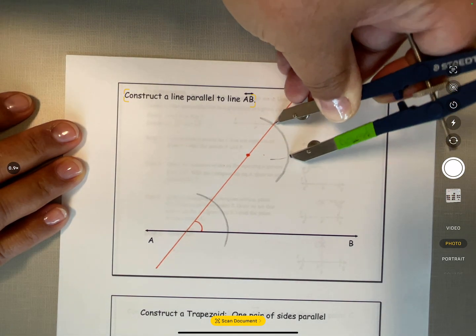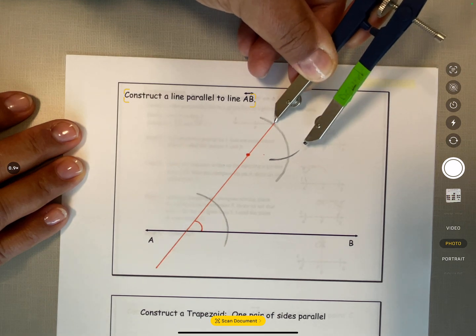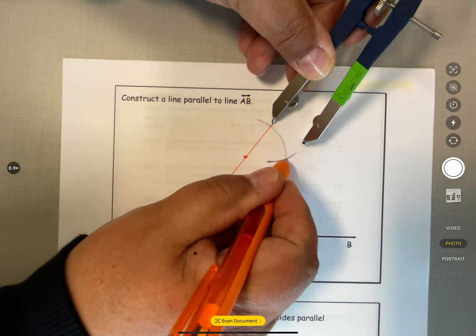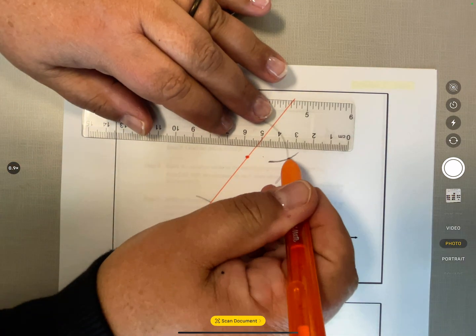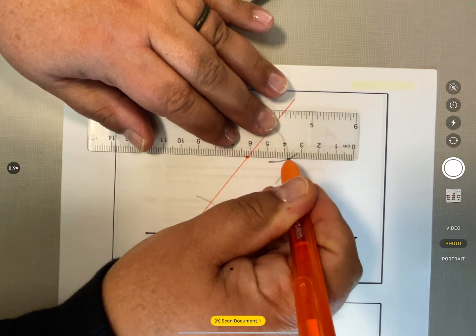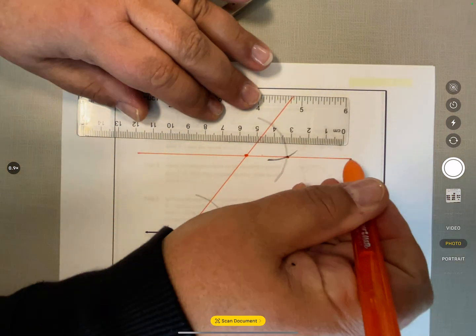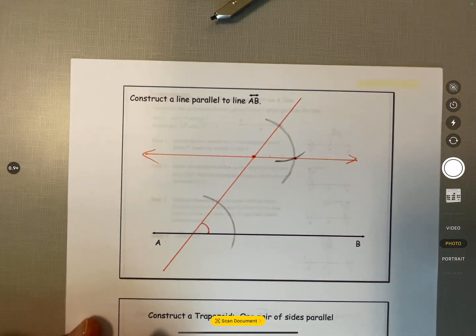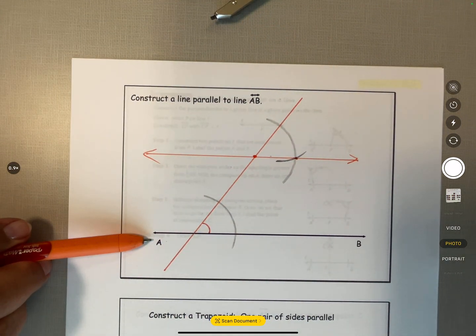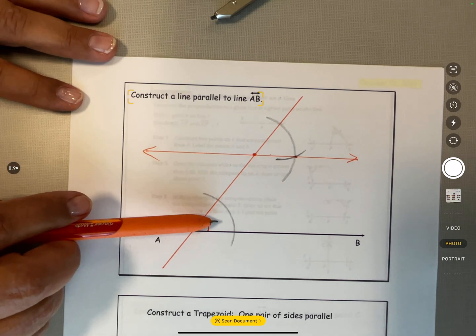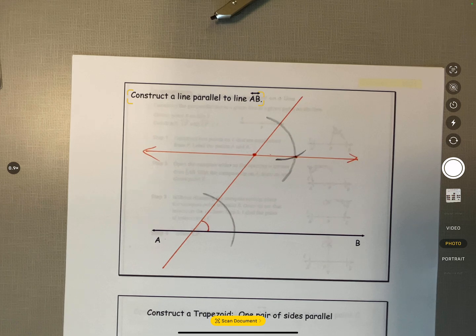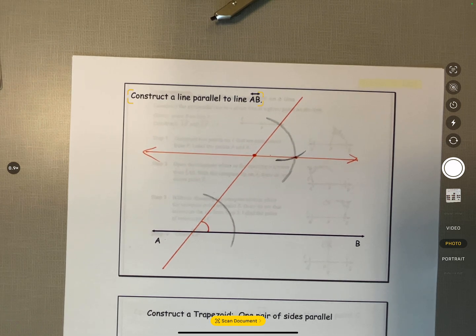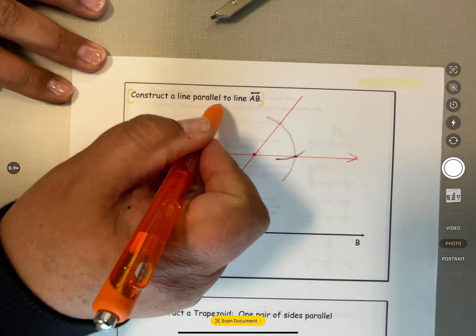And then I'm going to create an arc that crosses the given arc. That point where they intersect is the second point on my parallel line. And what I've done here is I've constructed a line parallel to AB because if corresponding angles are congruent, then lines are parallel. It's the converse of the corresponding angles theorem. And that's how you would construct parallel lines.